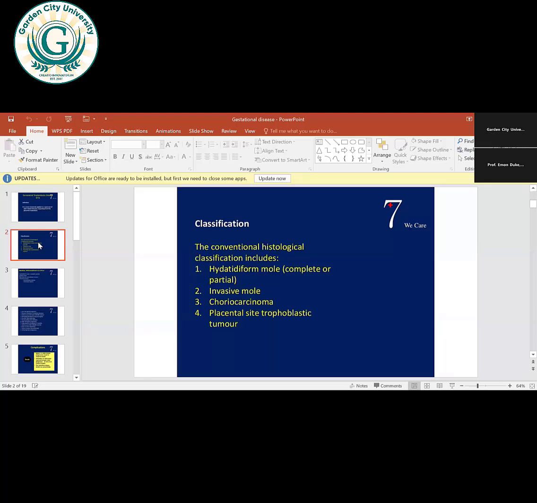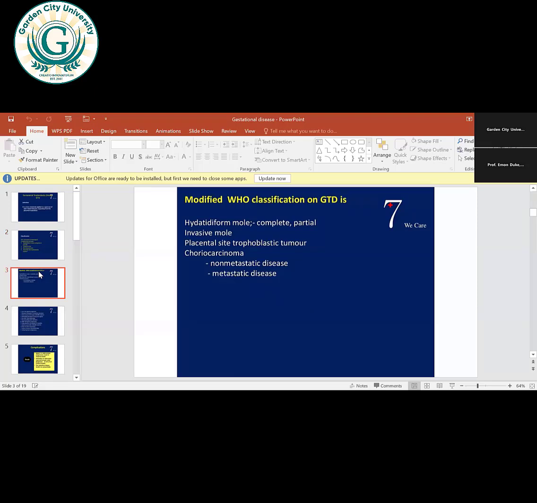Who was reading? Madam, I'm the one. Classification. The conventional histological classification includes: 1. Hydatidiform mole, complete or partial. 2. Invasive mole. 3. Choriocarcinoma. 4. Placental site trophoblastic tumor. The main problem in this is that they all come from the trophoblasts of the placenta. Go on. Modified World Health Organization classification on GTD. That is, the World Health Organization has modified these conditions. So go ahead.